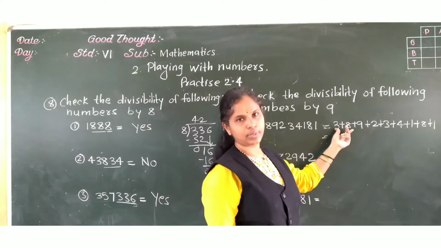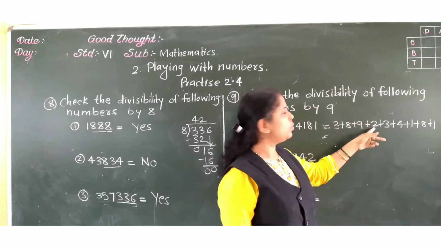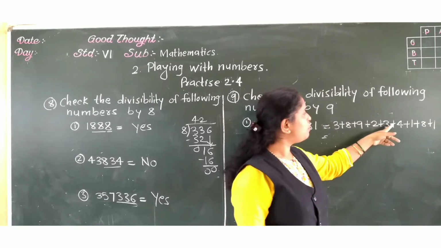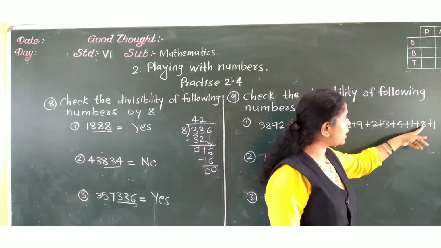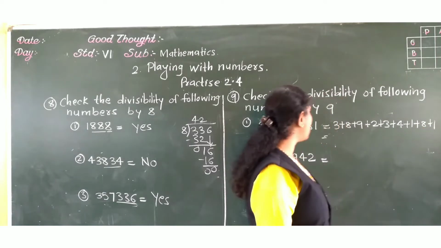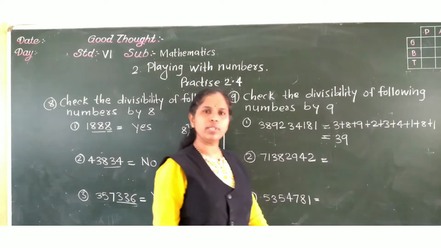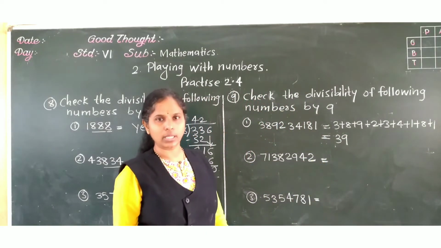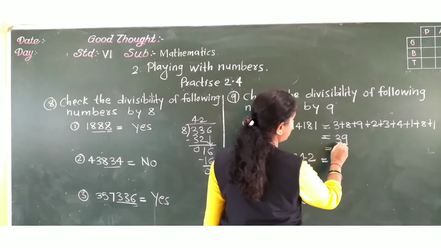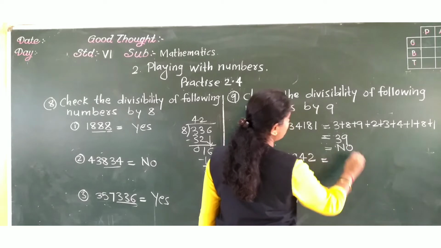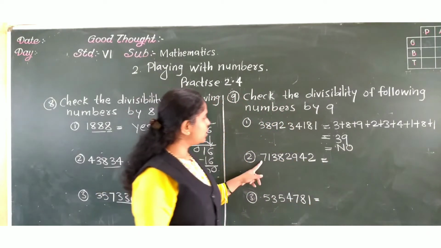3 plus 8, 11, plus 9, 20, plus 2, 22, plus 3, 25, plus 4, 29, plus 1, 30, plus 8, 38, plus 1, 39. 39. Is it divisible by 9? In 9's table, does 39 come? No. That means the entire number we cannot divide by 9. Got it? Now next number.